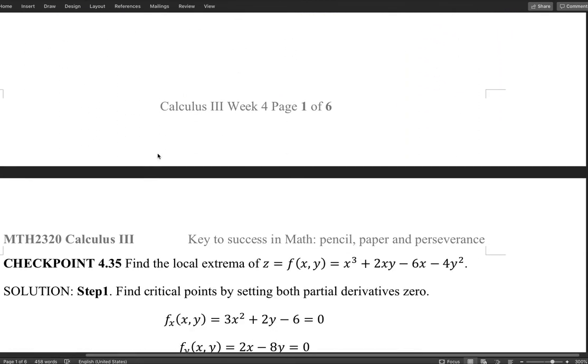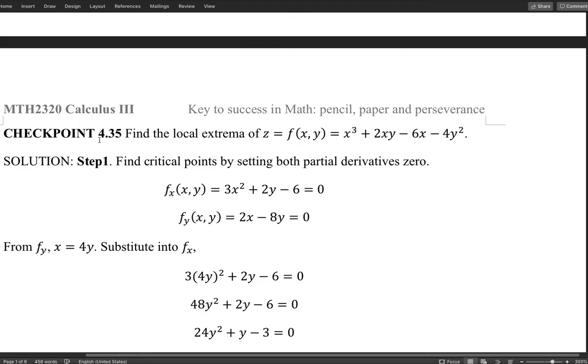Another example. This is an example from the textbook, checkpoint 4.35. Find the local extrema of this function of 2 variables. The extrema could be a maximum or minimum, and also could be a saddle point. So first, we find the critical points. Really, that's all about the second order derivative test. And certainly, we cannot jump to the second order derivative. We are going to start from the first order derivatives. We set both first order partial derivatives to 0, because this is how a critical point is defined.